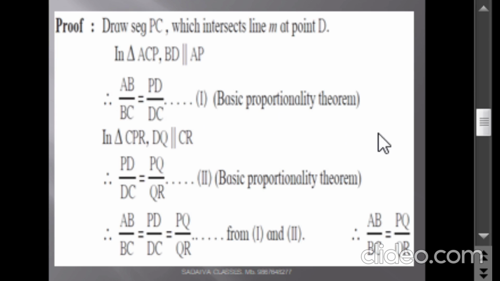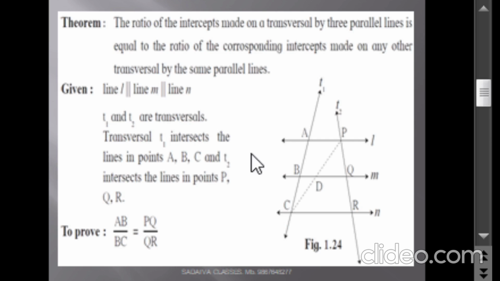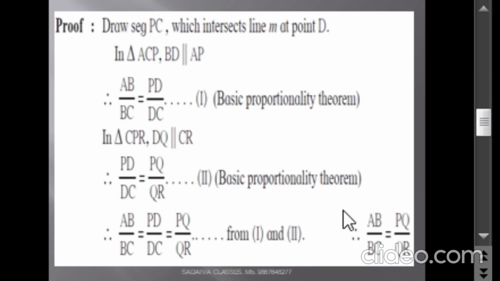So, what is the basic proportionality theorem? We have already learnt it. Then similarly in triangle CPR, DQ is parallel to CR. Therefore, by the basic proportionality theorem, PD upon DC is equal to PQ upon QR. Call this equation 2.